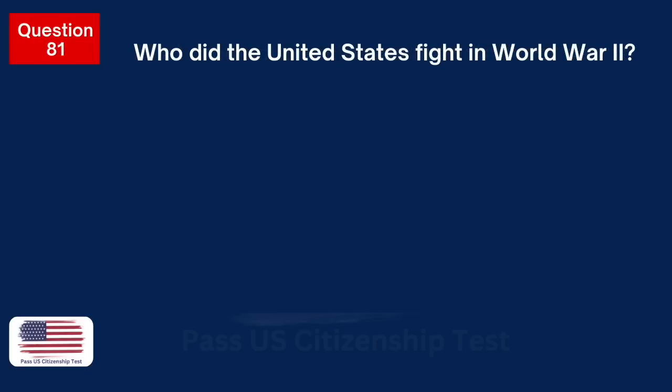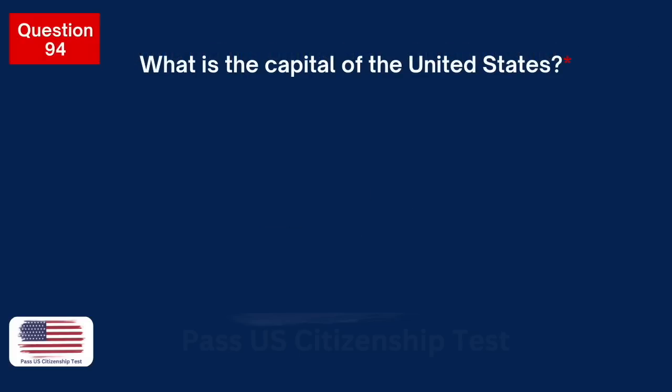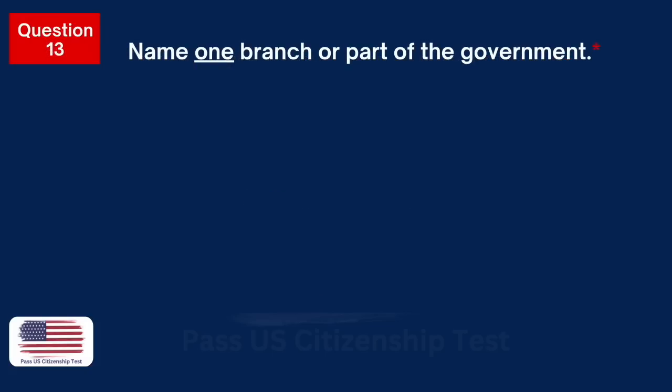Who did the United States fight in World War II? Japan, Germany, and Italy. What is the capital of the United States? Washington, D.C. Name one branch or part of the government. Congress.